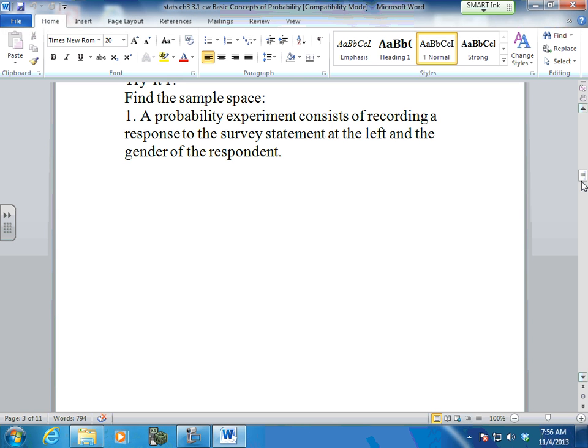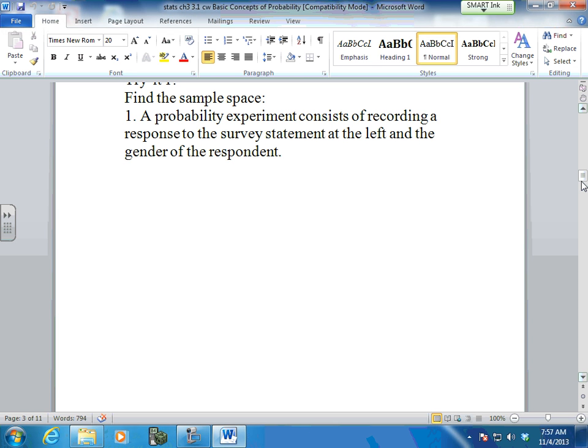Guys, turn to page 119. You listening? Page 119. For each probability experiment, identify the sample space. A probability experiment consists of recording a response to the survey at the left and the gender of the respondent. A probability experiment consists of recording a response to the survey at the left and the political party.